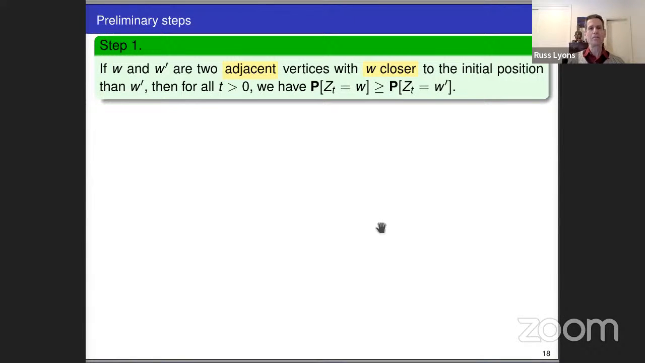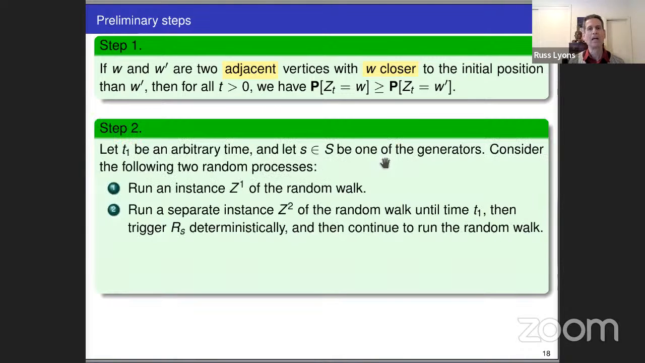So to prove our theorem, there are going to be 2 preliminary steps that we will establish. One is, suppose I have 2 adjacent vertices, W and W prime, and W is closer to the initial position, say the identity, than W prime. Claim: for all times, where Z_t is our continuous time random walk, the chance that it is at the closer one is at least the chance that it's at the further one. That's step 1.